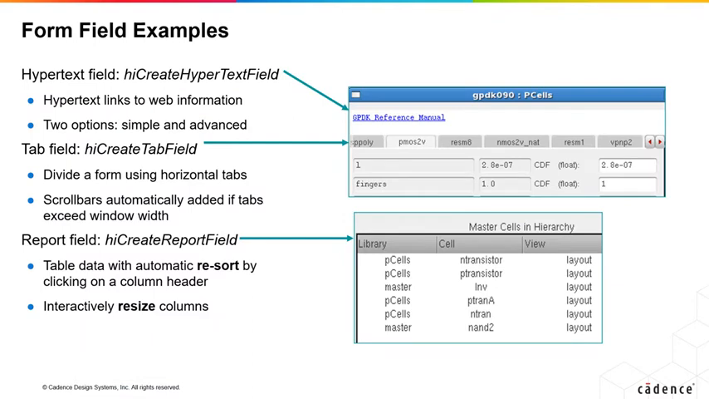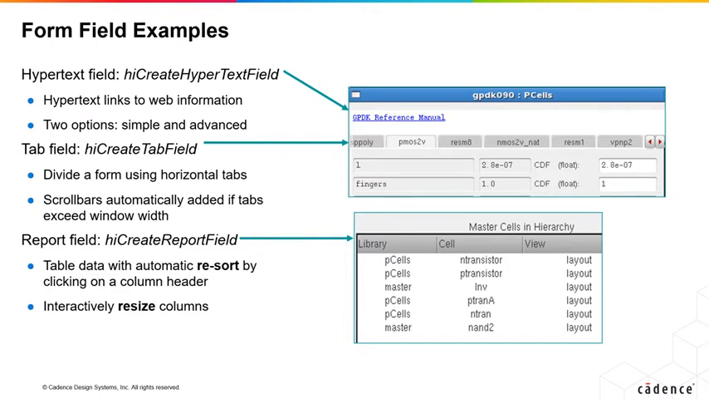So here are some form field examples of some more interesting types of fields. The first is you can create a hypertext field. This could be a link to a reference manual, or to additional information that you may want to share with the user. There are two options, simple and advanced. Simple is a single link. Advanced can have multiple links in a little more complex link format, but again, very useful.